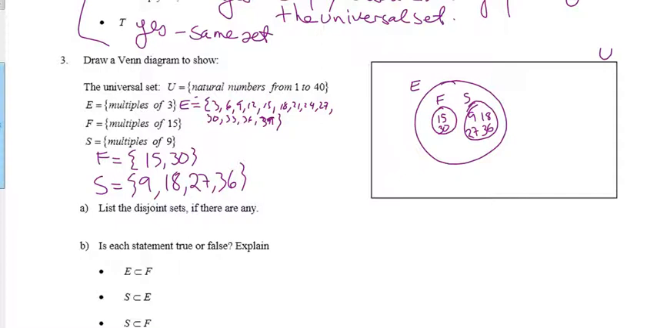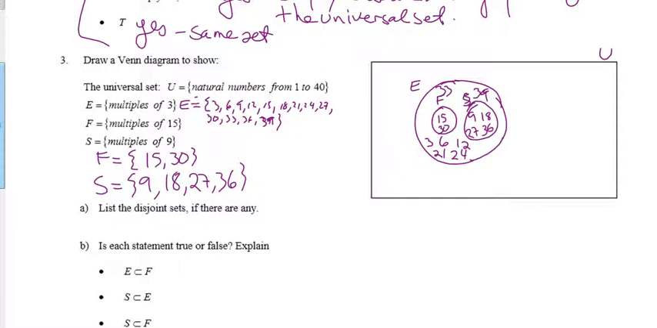Now inside E, we list all the other numbers which belong only to E, but are not part of F or S, right? So 3 fits in there. 6 fits in there. 9 doesn't, because 9 is already inside E, so I don't need to write 9 down again. 12. 15, already inside there. 18, already taken care of. 21. 24. 27, already inside there. 30, I didn't want to write that. It's already in there. So 33. 36, shouldn't have done that either, 36 is also already in there. Then 39.